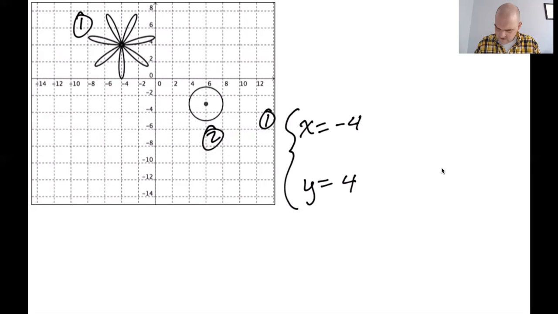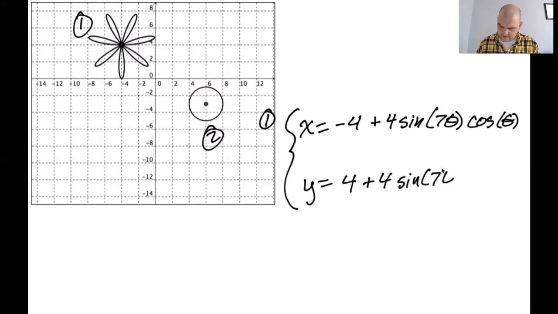So did I already do this one? It feels like I did. So I'm going to do plus 4 sine of 7 theta, and then a cosine of theta, and then plus 4 sine of 7 theta and sine theta. Okay, and that's done.